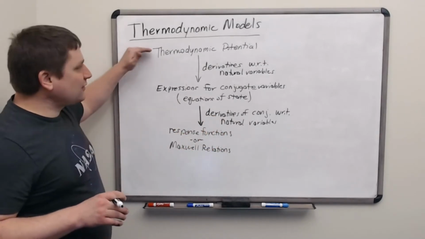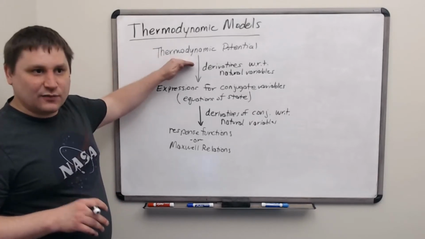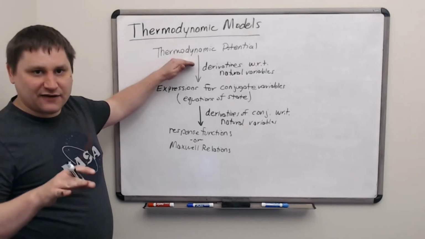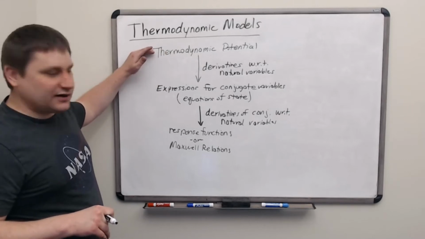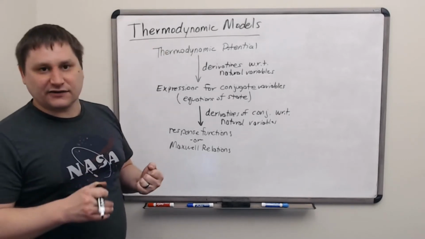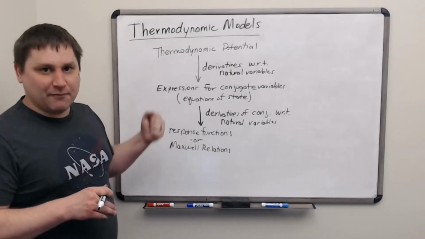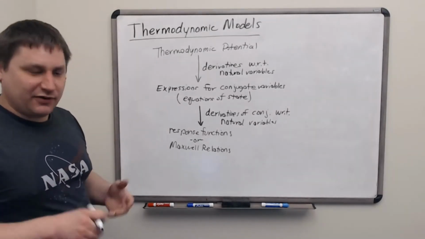When we start with a thermodynamic potential expressed in terms of its natural variables, we have an explicit way to derive all of the thermodynamic information about that system. Therefore, a thermodynamic potential, in terms of its natural variables, constitutes a complete theoretical description of some system. We call that a thermodynamic model. Let's see how this works out in an example case.